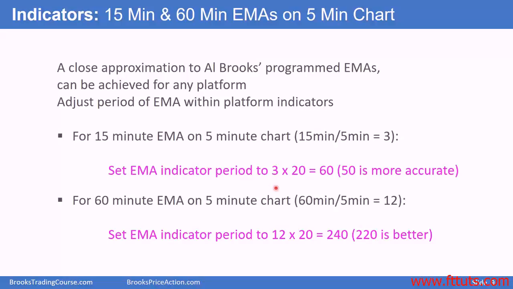And the same is true for the 15-minute. You can say a 15-minute is 3 times bigger than a 5-minute, so 3 times 20 is 60 bars in your indicator. But because of overlapping bars on the 5-minute chart that get ignored on the 15-minute chart, using a number smaller than 60 is more accurate. 50 is usually better than 60.